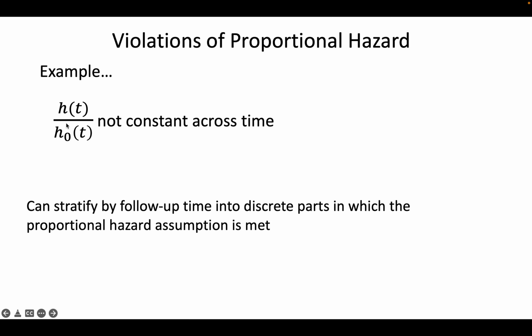Also, there's a possibility that this ratio of hazard from exposure and baseline hazard might not be constant across time. It might be proportional for a bit, and then it might change. This ratio might go from the exposure doubling the risk to all of a sudden it's 4 times. We can handle that by figuring out where this change occurs and stratifying by follow-up time or calendar time, whatever we're attributing it to. And ideally, the proportional hazard assumption will be met within those strata.